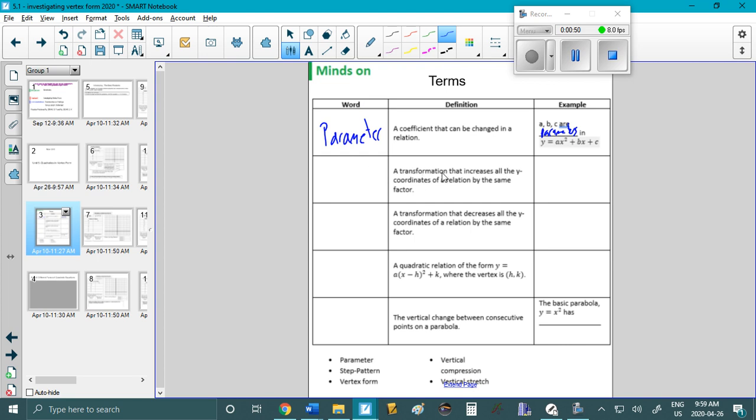Okay, a transformation that increases all the y values, all the y coordinates, or values, same thing, of a relation by the same factor. So that is going to be a vertical stretch. And I'm not going to give you an example yet, because today the idea is that you'll kind of figure this stuff out through some investigation. A transformation that decreases all the y values, you can probably guess if you look at what's left that that is a vertical compression.